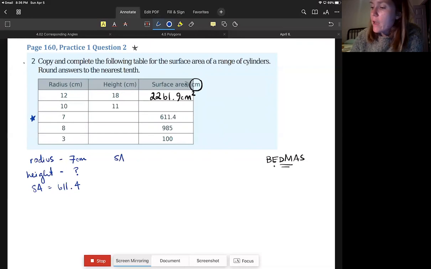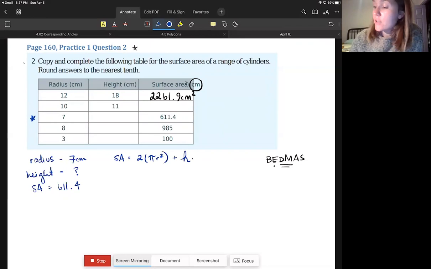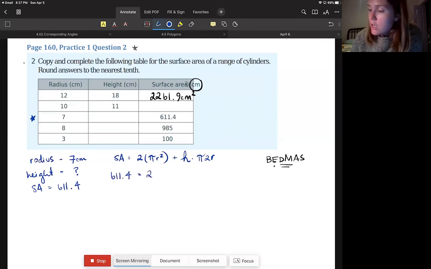Okay, so now we want to go ahead and write that equation, the surface area of a cylinder. We have 2 circles plus the height times the circumference, which is pi 2r. So now I'm going to substitute all the values that I know. My surface area, I had that this time, so it's going to be a little different, equals 2 pi r squared plus 2 pi r times h. H is my unknown variable. Remember the parentheses next to the 2 means that I'm multiplying them together.